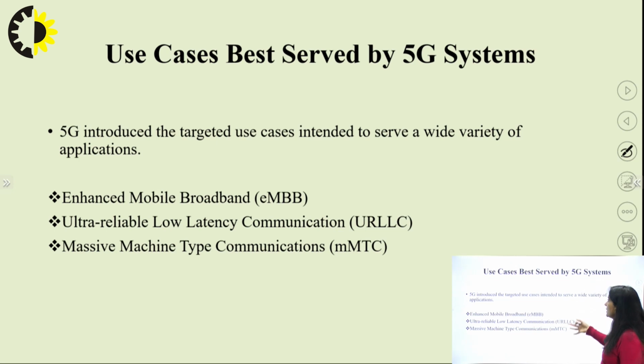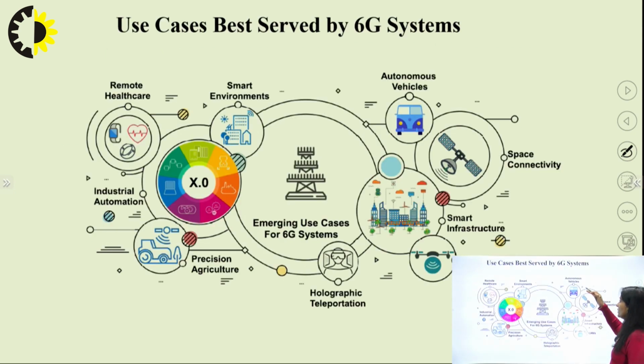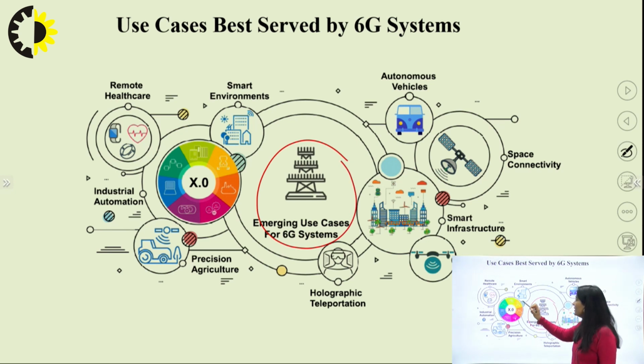These are the use cases best served by 5G system. 5G introduced targeted use cases which are intended to serve a wide variety of applications: enhanced mobile broadband, ultra reliable low latency communication, and massive machine type communication. These are the use cases served by 6th generation network. Here you can see emerging use cases for 6th generation network.